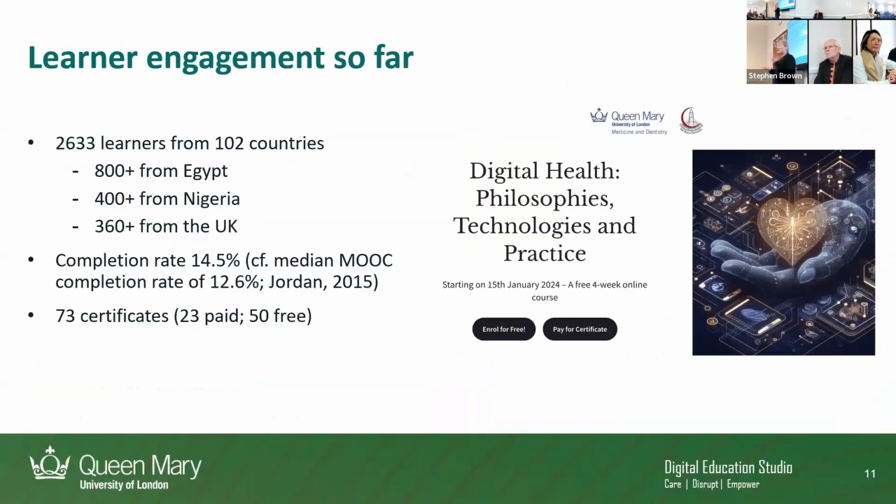So in terms of our learner engagement so far, this started as a couple of weeks old, so it's now out of date. I think we're now up to about 2,700, nearly 2,800 learners from 106 countries. I'm pretty sure that went up. More than 800 from Egypt, about 400 from Nigeria, and nearly 400 from here in the UK. We've got a completion rate of 14.5%, which, as MOOCs go, we're actually pretty happy with.